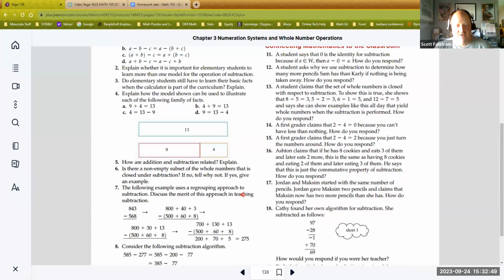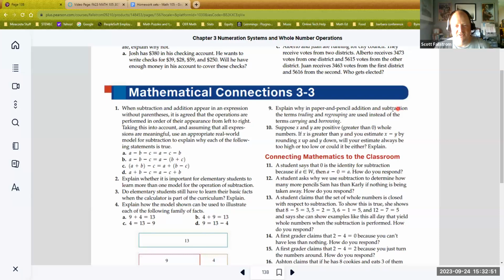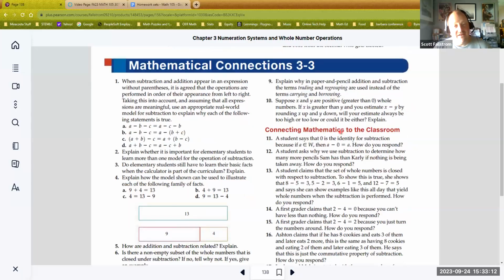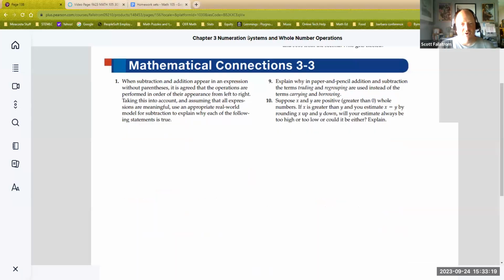Okay. Let's see here. Explain why paper and pencil addition and subtraction, the terms trading and regrouping, so fair trading or regrouping, are used instead of the terms carrying and borrowing. We've mentioned this a couple times even in class, so I want to hear your explanation on this. If you are still in the mindset of thinking, oh, I carry this number, or I borrow this, remember, let's look at where that comes up traditionally, right?